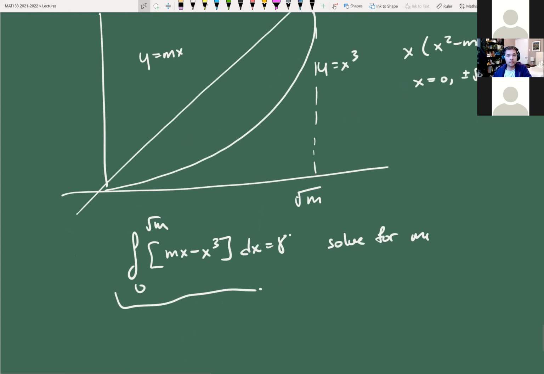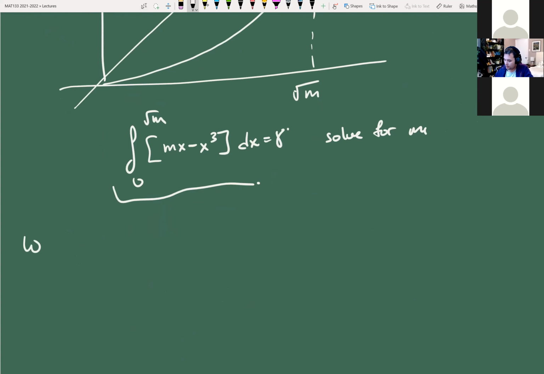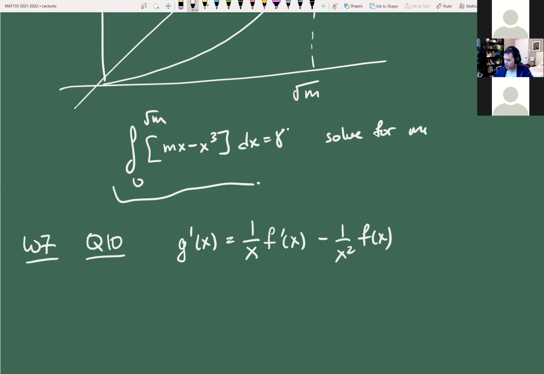Okay, so the week 7 question 10, this is a really good one. And I think I actually started to answer this on Piazza. So we have g prime of x equals 1 over x f prime of x minus 1 over x squared f of x. F of 1 is 1. G of 1 is 0. And then the question is, what is g of 2?